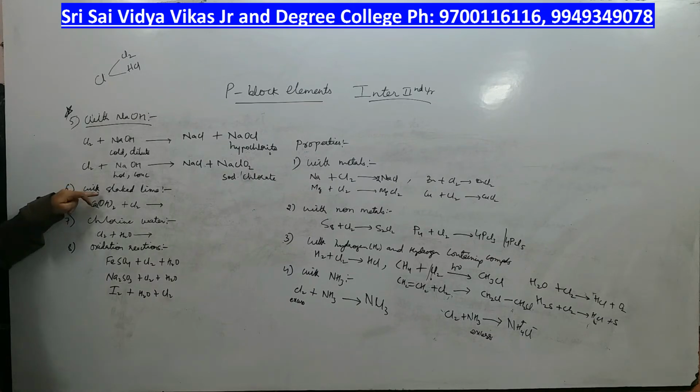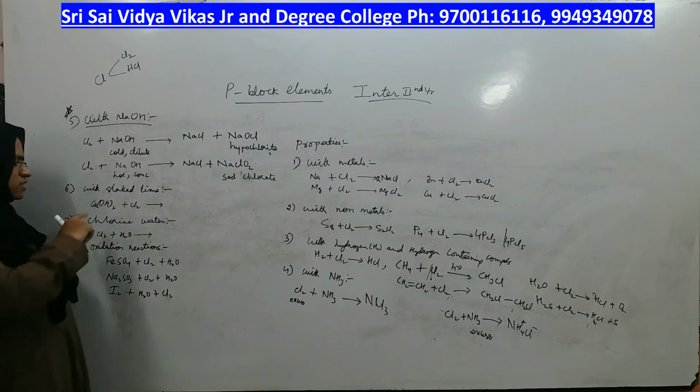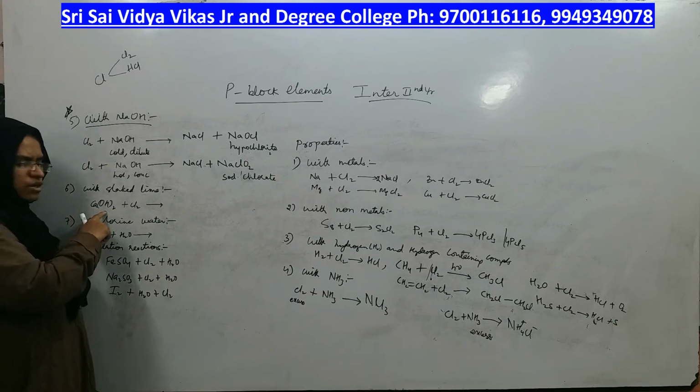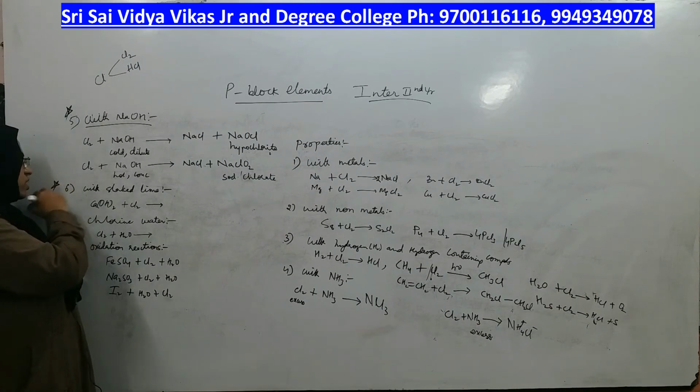Now going to the next reaction, which is with dry slaked lime. What is the formula of lime? Calcium hydroxide. If calcium hydroxide reacts with chlorine, what happens?